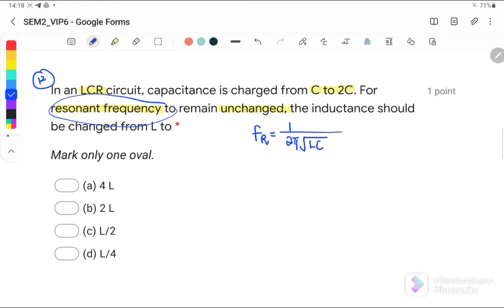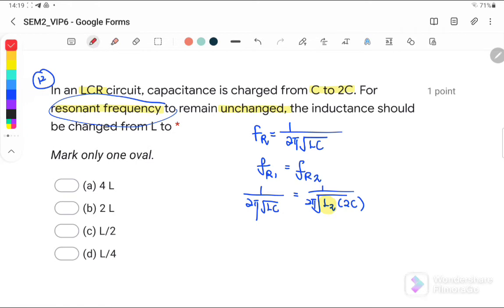In order to keep the resonance frequency the same, meaning the resonance frequency before and after is equal, we can substitute in 1 over 2 pi square root of LC equals 1 over 2 pi square root of L2 times C, where now C becomes 2C. We want to find the new value for L2.